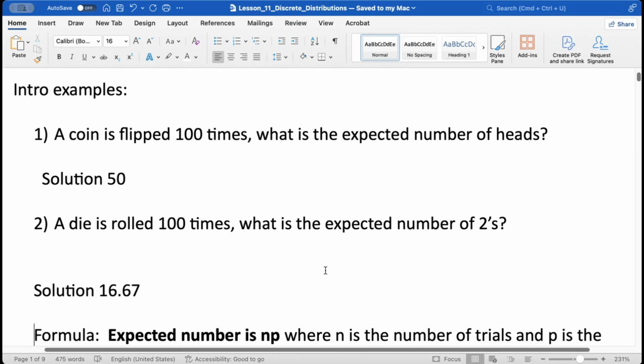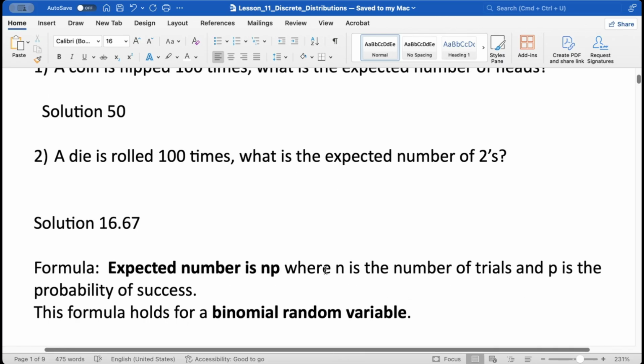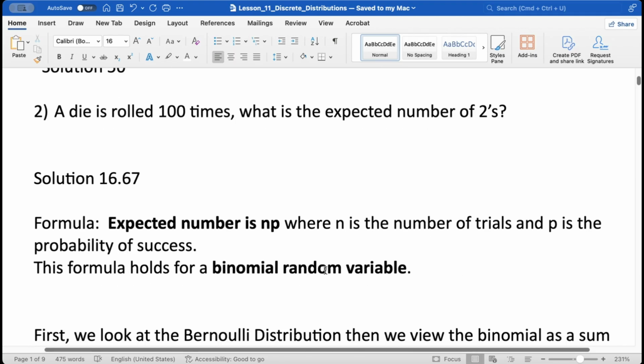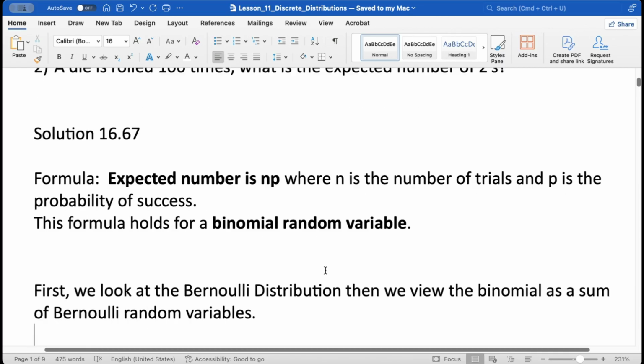It's 100 times 1/6. So in general, when you have a binomial random variable, the expected value, E of x, is going to be np. And we're going to work our way through where that formula comes from. So we start out with the Bernoulli distribution, and then we'll look at the binomial.